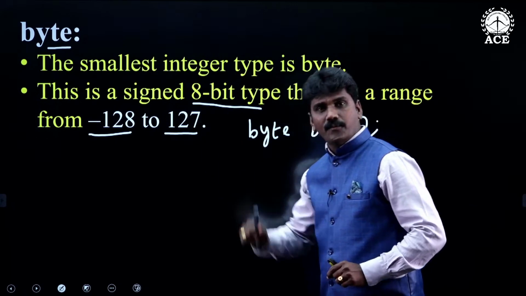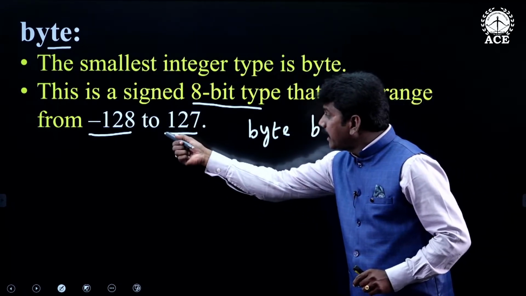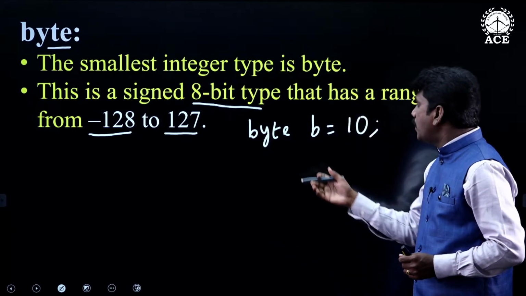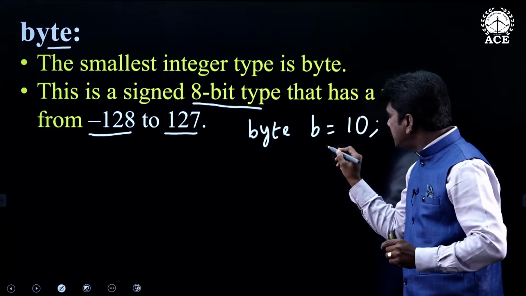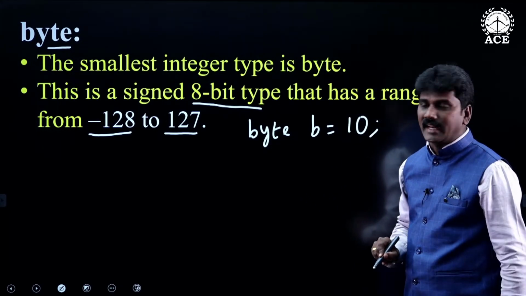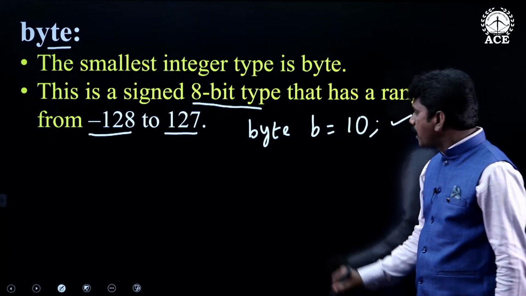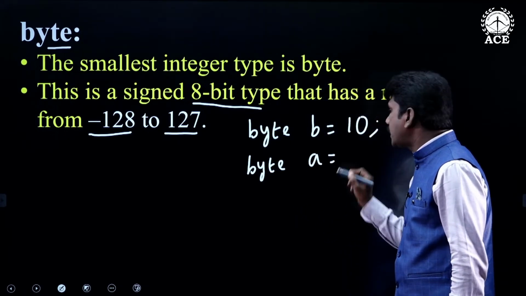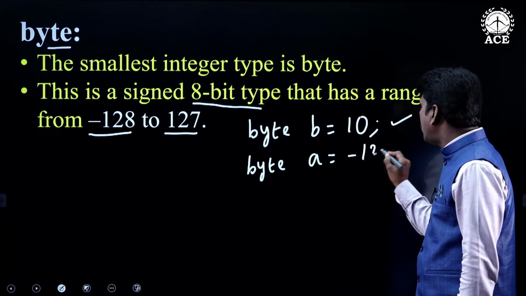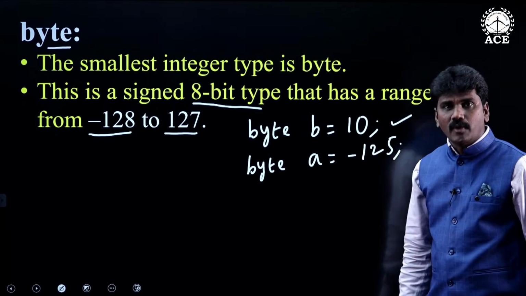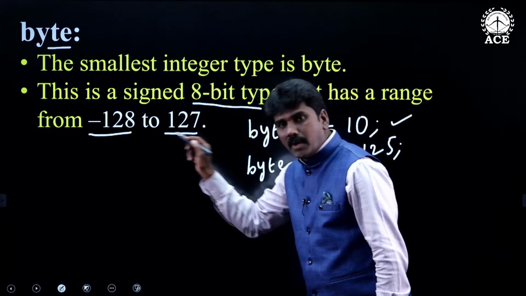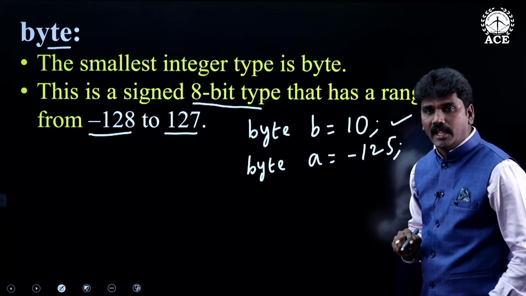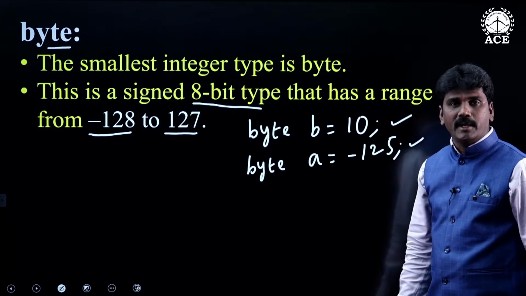By seeing this range we can understand that we can give a value between minus 128 and 127, so whenever we assign byte b is equal to 10, it is going to be correct. We can assign the value like this, where byte is the data type. One more variable I am taking, a, which contains the value minus 125. Is it valid or not? Yes, the range is from minus 128 to 127, so byte a is equal to minus 125 is also a valid statement.